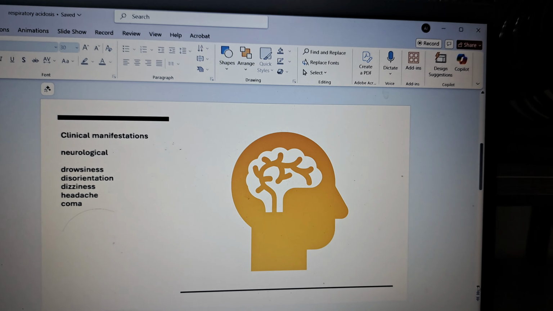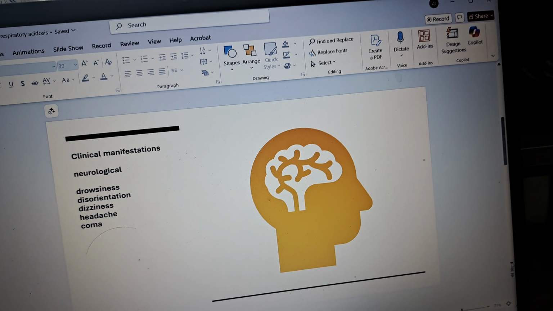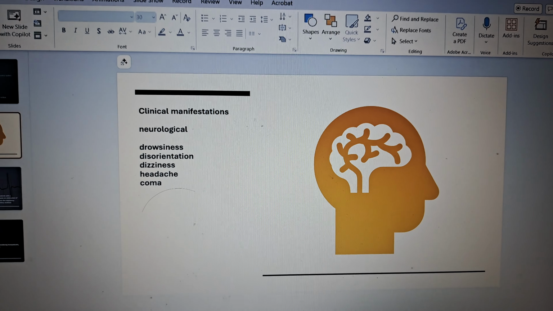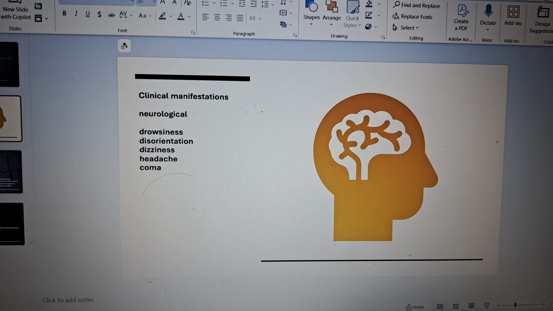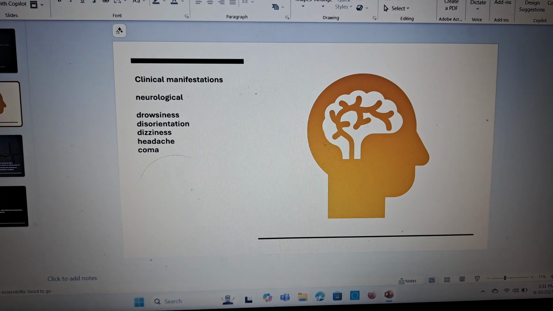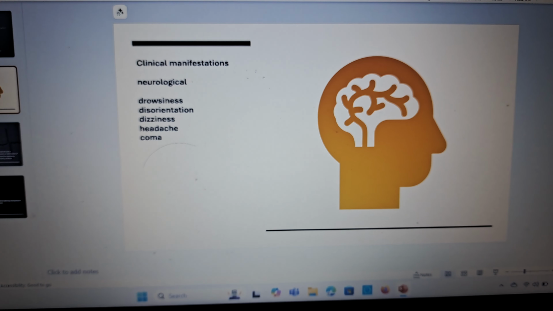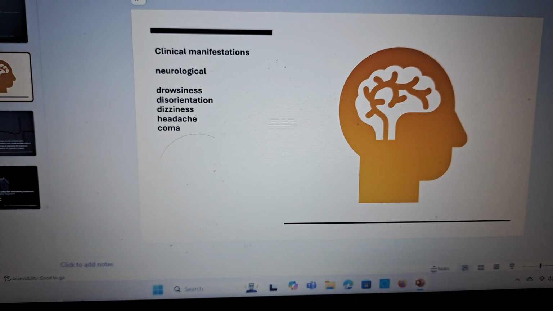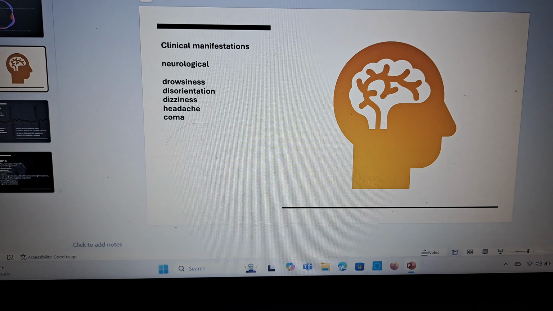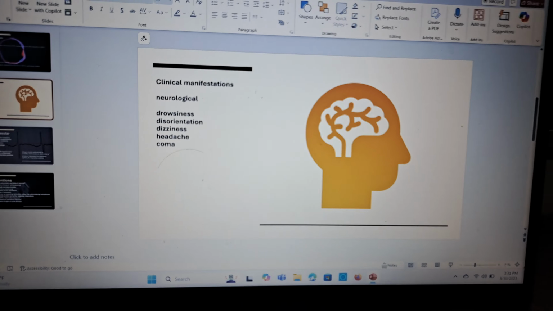Most of the time there can be some neurological symptoms that you can monitor for. The patient will be drowsy, disoriented. The patient will complain of dizziness or headache, and in severe cases it can even cause coma. Altered mental status, the patient will be unresponsive. All these are the neurological symptoms.